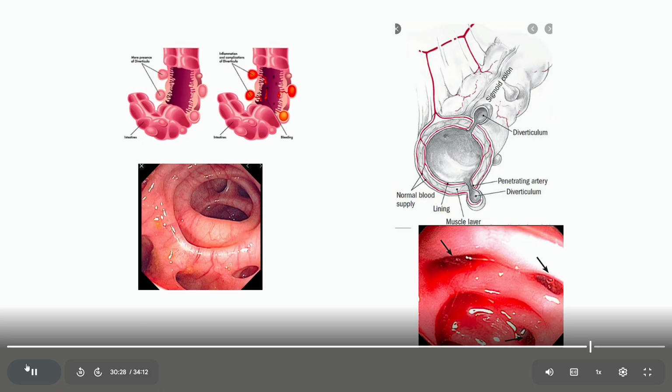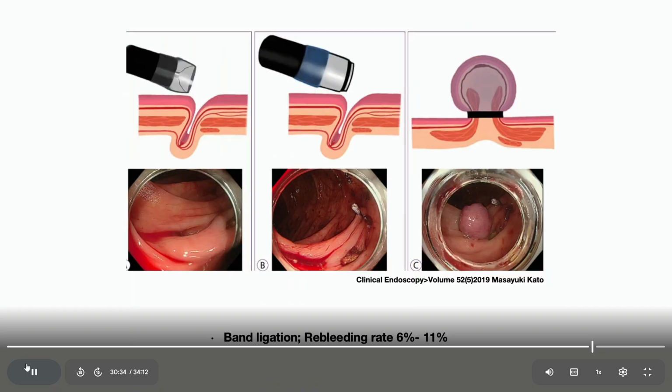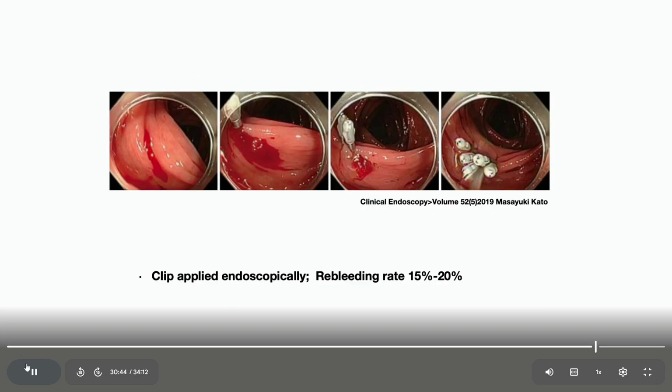This picture demonstrates a bleeding diverticulosis. Therapeutic intervention can either be the application of a rubber band to the bleeding site, or the application of clips to control the bleeding can also be a viable option, the choice of which will depend on the preference of the endoscopist.